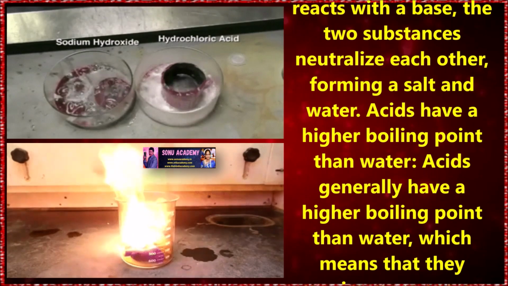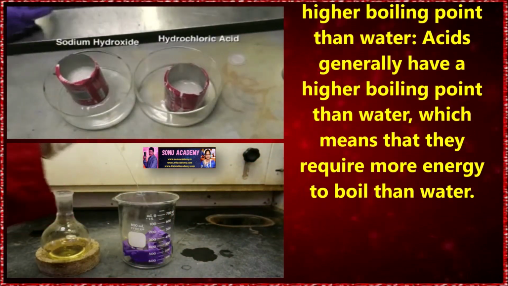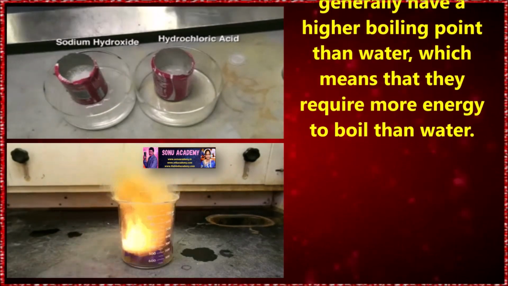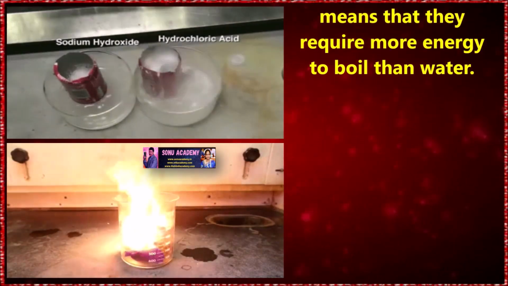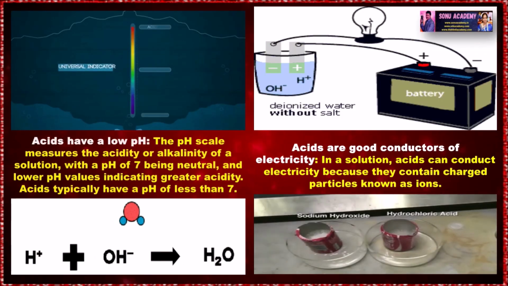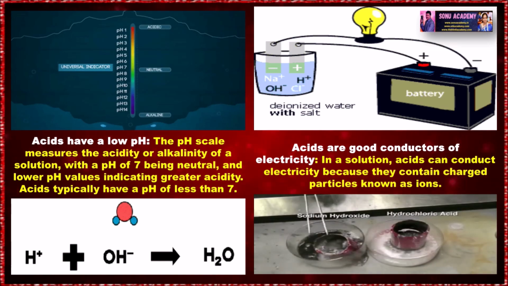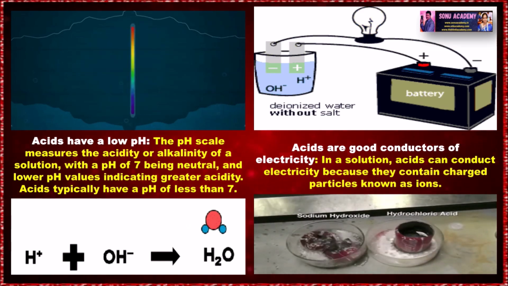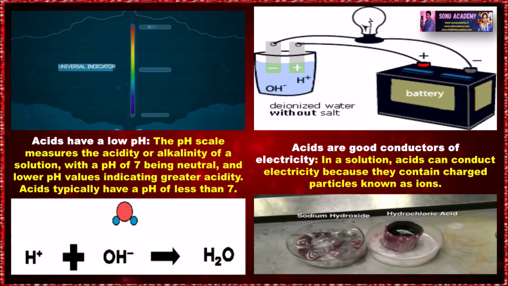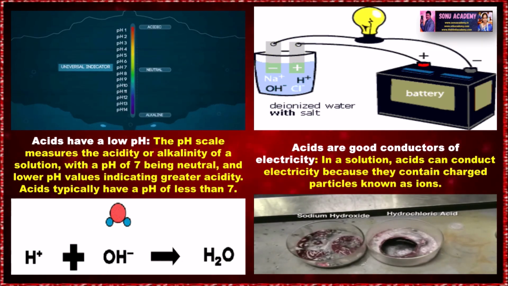Acids have a higher boiling point than water. Yes, acids generally have a higher boiling point than water, which means that they require more energy to boil than water. Acids are good conductors of electricity. In a solution, acids can conduct electricity because they contain charged particles known as ions.